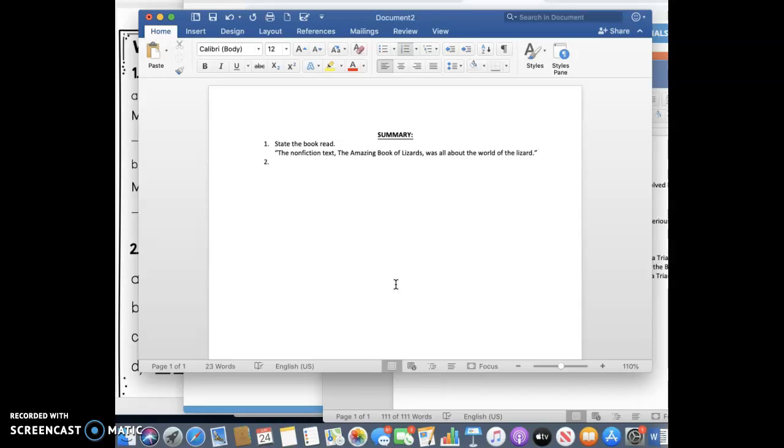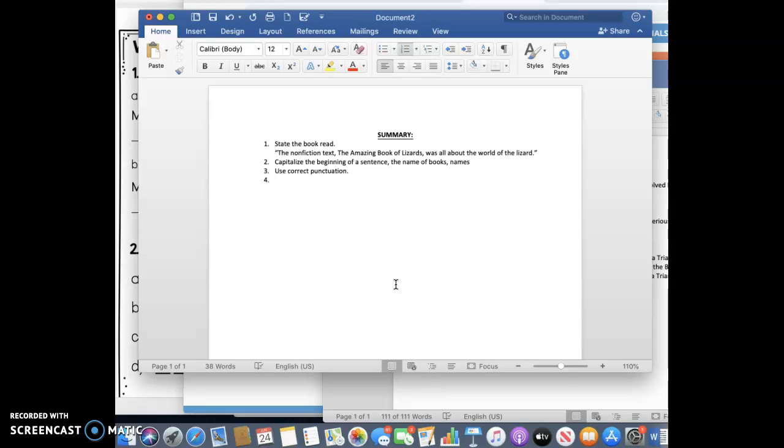The next thing we really want to pay attention to is that we are using correct capitalization. We need to capitalize the beginning of a sentence. It's really important. We need to capitalize the names of books and names. We want to make sure that we use correct punctuation. So always end your sentence with a period.